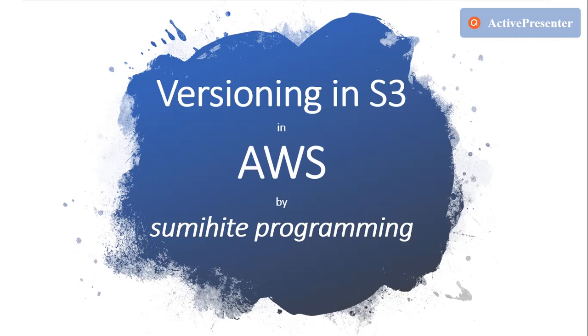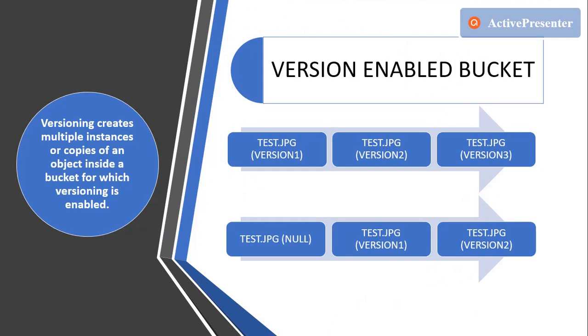bucket. Now, versioning creates multiple instances or copies of any object inside a bucket, and we need to have versioning enabled for that bucket. So by default, when we create a bucket in S3, the versioning is disabled. We need to enable the versioning, and then going forward, any object that we upload in that bucket, a version ID gets tagged to the object.